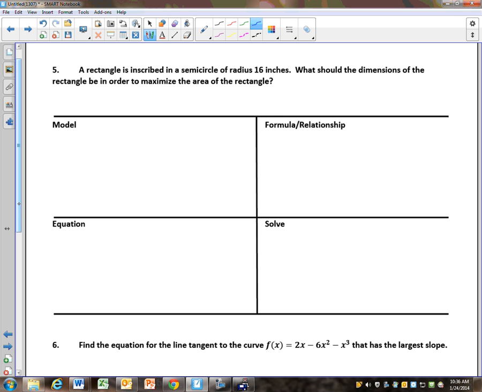Okay, boys and girls, this one's a little bit more involved. We're going to really have to focus here. A rectangle is inscribed in a semicircle of radius 16 inches. What should the dimensions of the rectangle be in order to maximize the area of the rectangle? We know, again, that area of a rectangle is equal to length times width. But getting the picture down is a little bit more difficult.